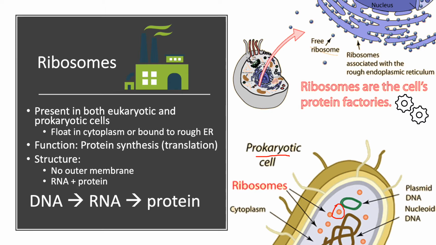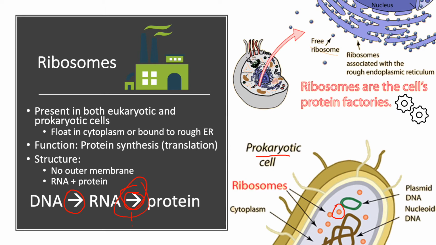So if you go back to the central dogma, you can see down here, DNA, RNA to protein. DNA to RNA occurs through the process of transcription, and then RNA to protein occurs through the process of translation. So this translation step is the part that ribosomes are involved in, right here.